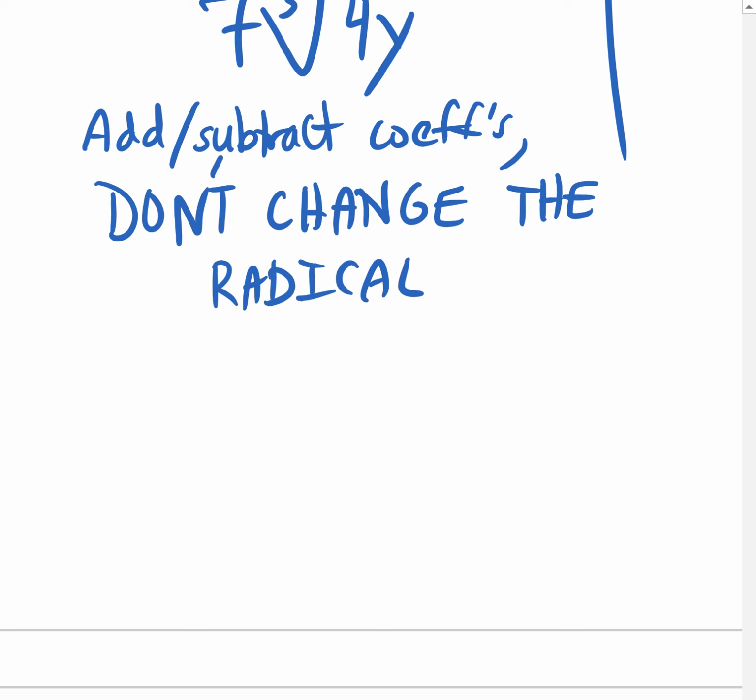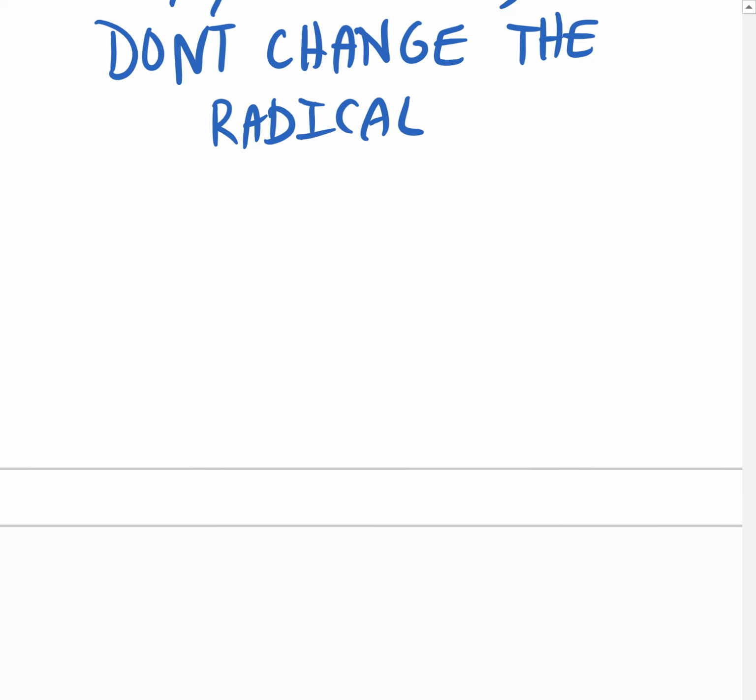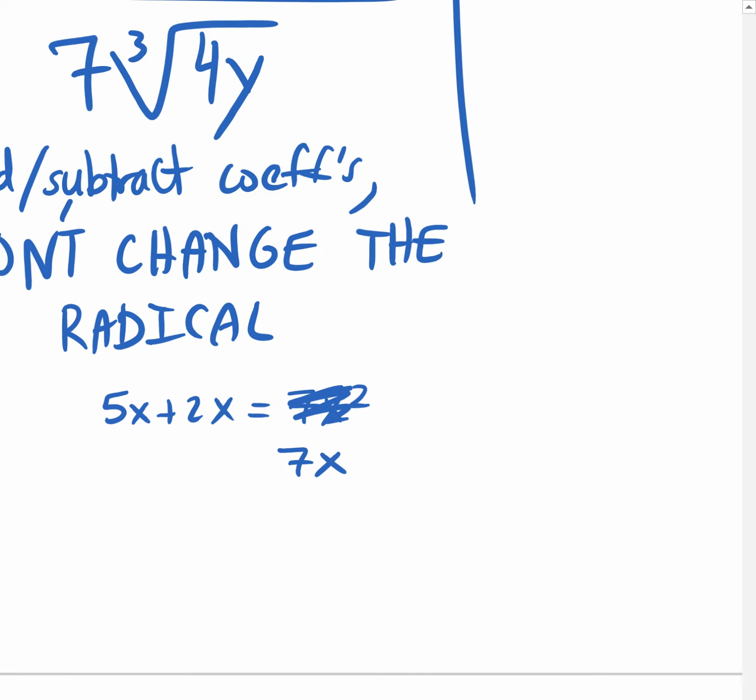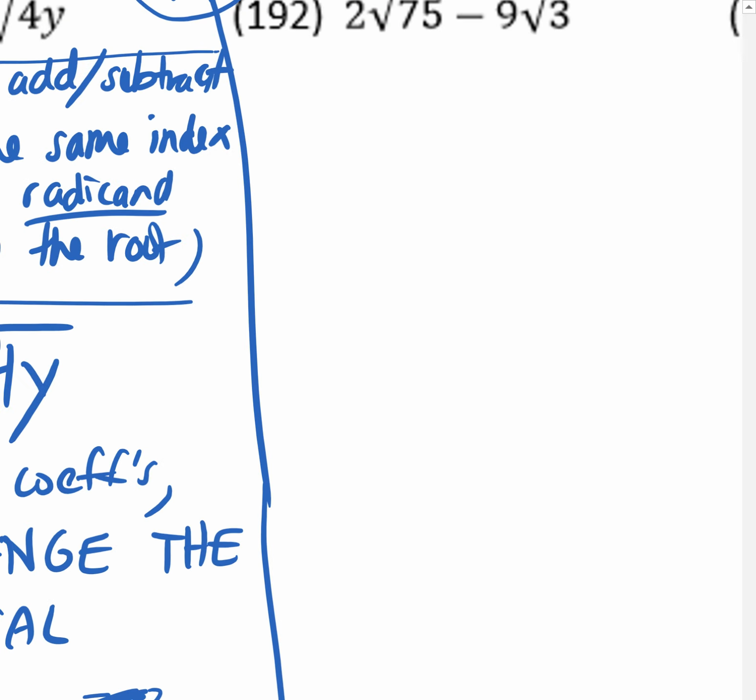Yeah, much like if you had variable terms like we did before, 5x plus 2x. You would say, oh, 5 plus 2 is 7, but you wouldn't say x plus x is x squared or something like that. You just say x is x. So it's kind of similar. You don't change the radical, you just change the coefficients.